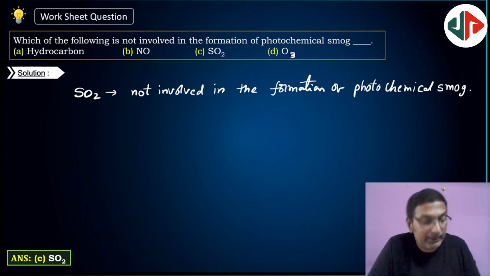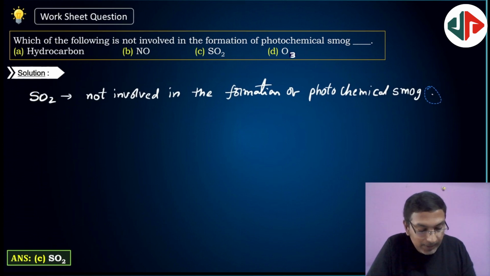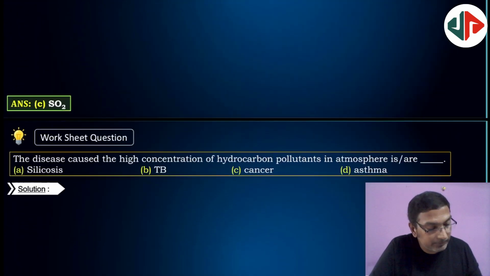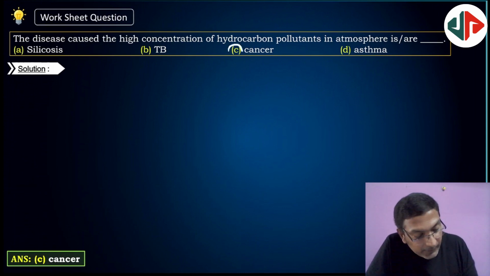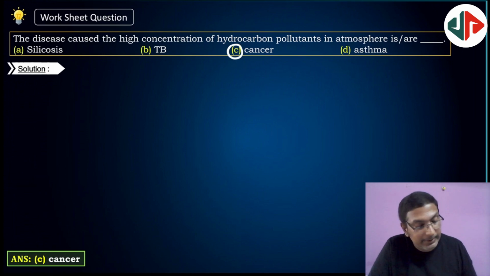So very important. It is a component of classical smog. Classical smog. Therefore C. Next. The disease caused by the high concentration of hydrocarbon pollutants in the atmosphere is cancer. Direct question. The disease caused by high concentration of hydrocarbon pollutants in the atmosphere that causes cancer. Option C. Next.